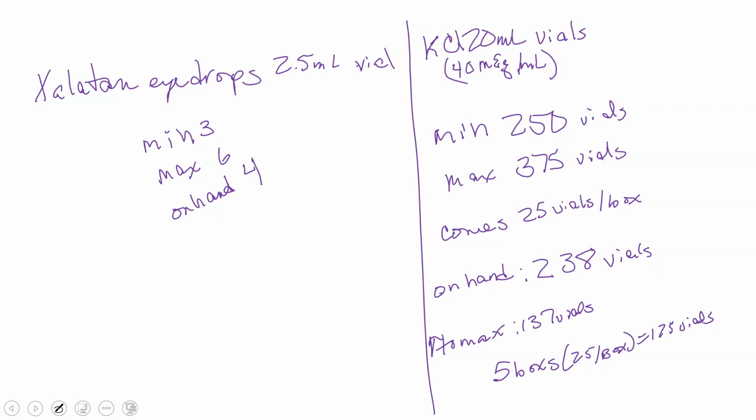Because if we ordered 6, we'd have 150 vials. We don't need 150 vials.